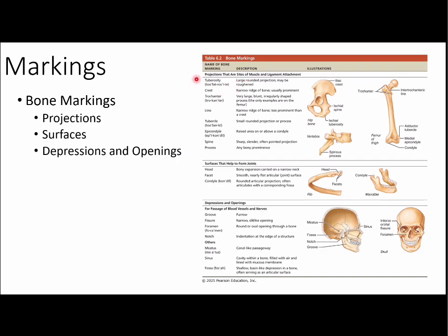So I recommend that you go through table 6.2 and take time to familiarize yourself with what these words actually mean, because it will help identifying the markings and remembering the markings. It'll definitely help you recall them and make much more sense of it. So we've got projections, surfaces that form joints, and depressions and openings as our 3 different types of bone markings.